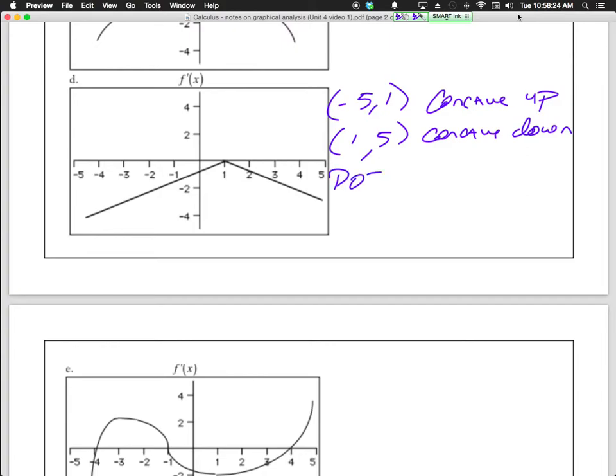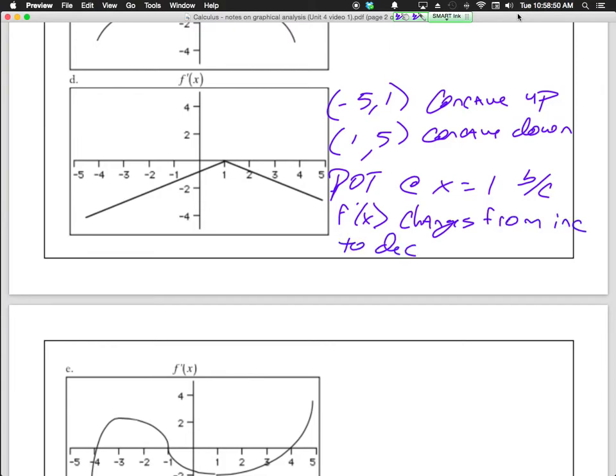POI at 1, because is it a sharp turn? No. We just said we got a stamp justification on POI. Oh, because f prime of x changes from increasing to decreasing. Very nice, Brock.